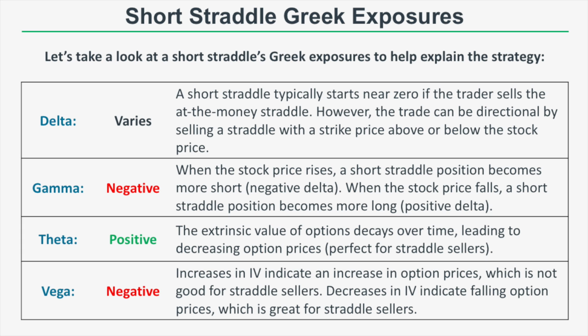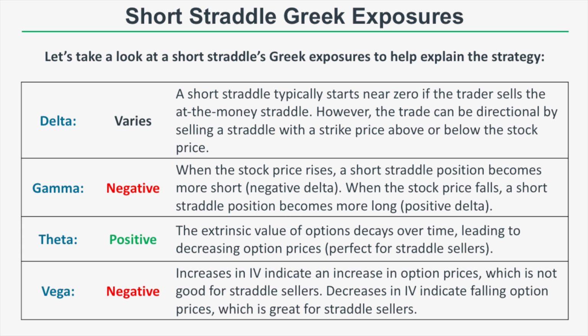Now, positive theta means that you make money as time passes because the options that you're short are losing extrinsic value. So, if the stock price is very calm and implied volatility is not changing, as time passes, the extrinsic value of options decays over time, and that leads to cheaper and cheaper option prices and therefore profits for a straddle seller. So a short straddle position has positive theta.